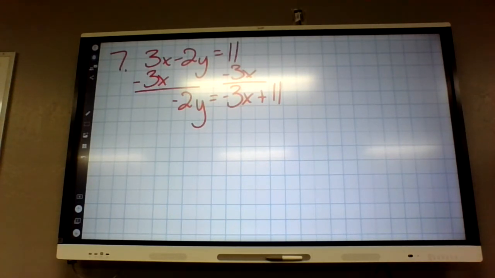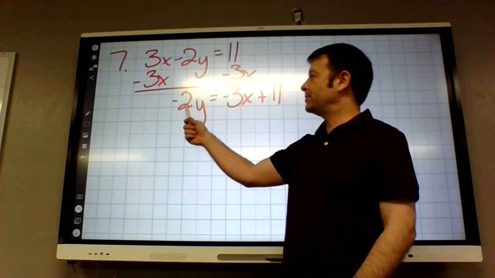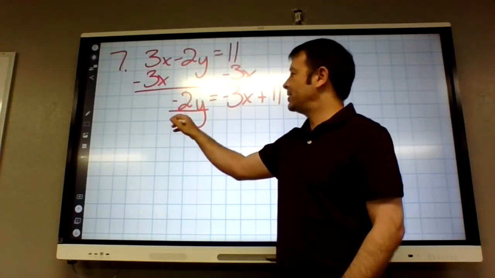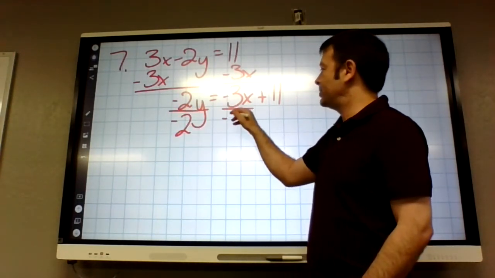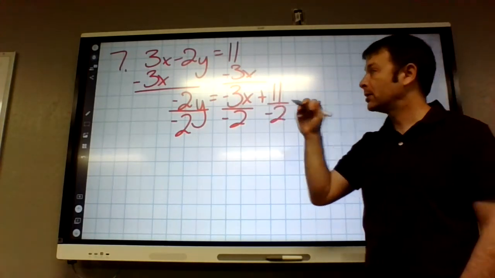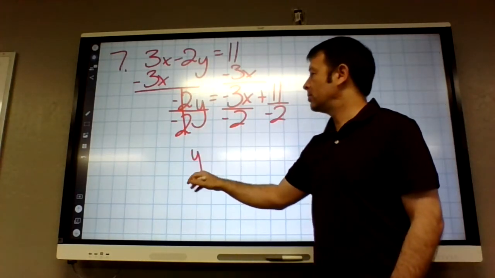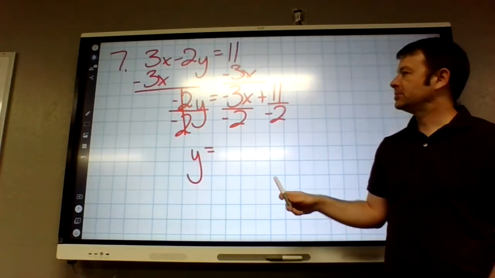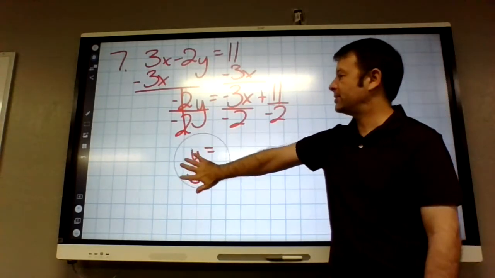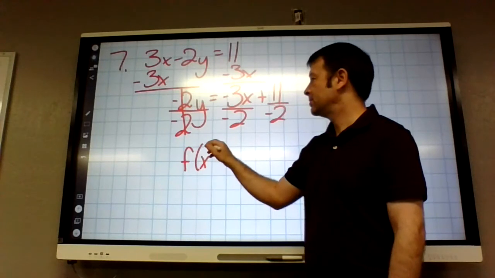Now what do I do? I'm trying to get y by itself, so how do I get rid of the negative 2? Right. Okay, here's the thing though, you can't just divide one thing by negative 2, everything gets divided by negative 2. Every term. So it's y equals, or maybe I'll go ahead and turn this into f of x equals.